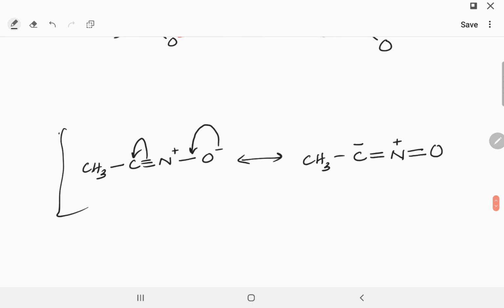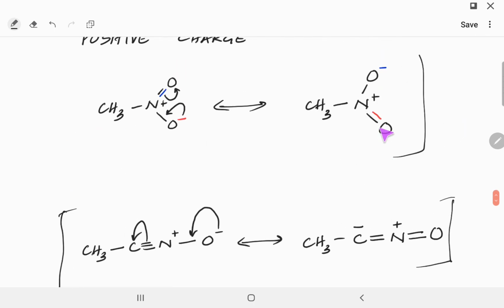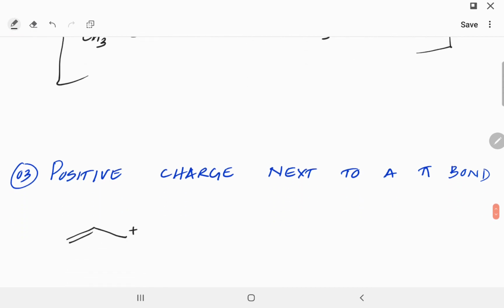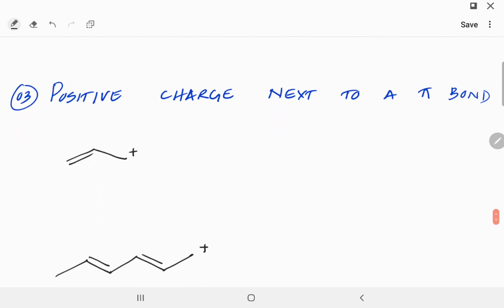And here is your resonance bracket. Don't forget to do the resonance bracket. Do not forget to do the resonance bracket, resonance arrow and resonance bracket. Keep that in mind.